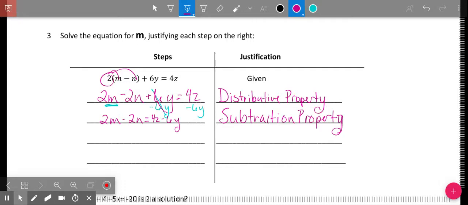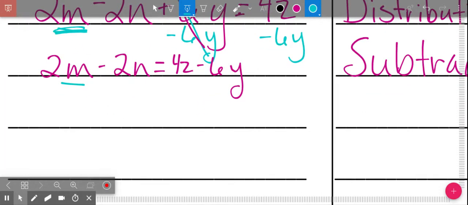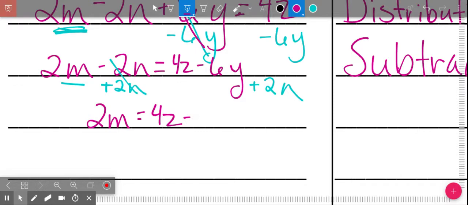All right, so I'm still trying to get this m all by itself. That's still the goal. Now I need to get rid of this minus 2n. Well, we are subtracting a 2n, so to get rid of subtraction, we're going to add 2n to both sides. This cancels out, which is good. That's what we wanted. So all I have left is 2m is equal to 4z minus 6y plus 2n.